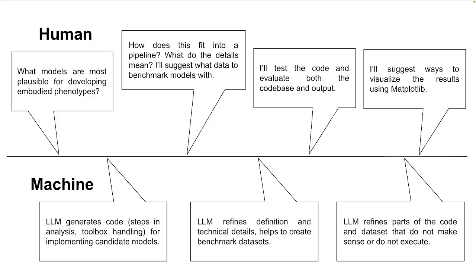And so in response to this sort of scrutiny, the large language model refines parts of the code and data set that do not make sense or do not execute. So you might ask the model, this didn't execute properly, and you might refine it and say what you actually want. And this happens a lot in agentic coding. And so then the human might ask again, I'll suggest ways to visualize the results using Matplotlib, and that gives the machine a way to respond with graphs or with interactive graphs or something that's useful to human interpretation.